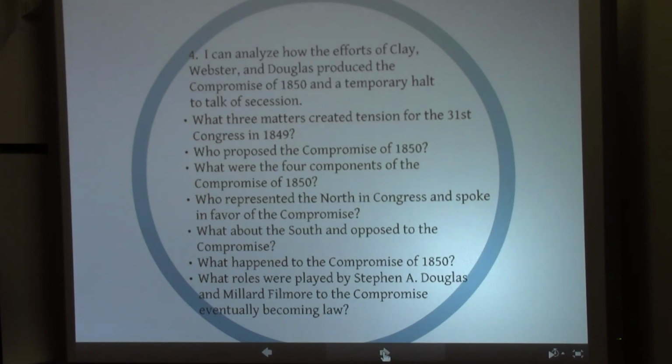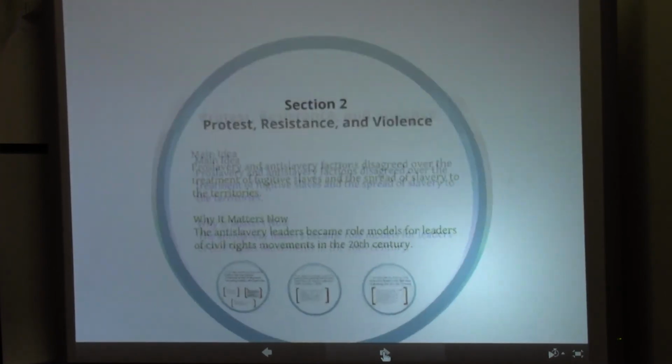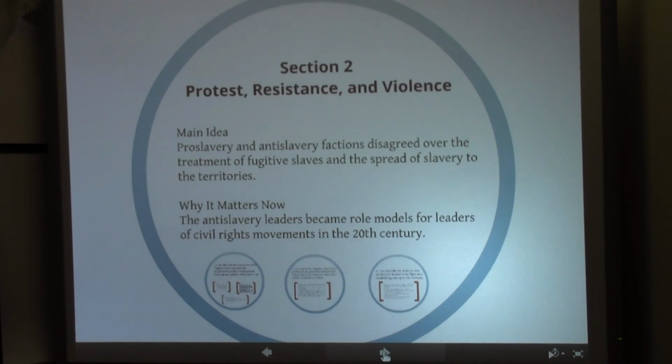However, it did not settle the issue of slavery for long. And this concludes our review, our preview of Section 1.